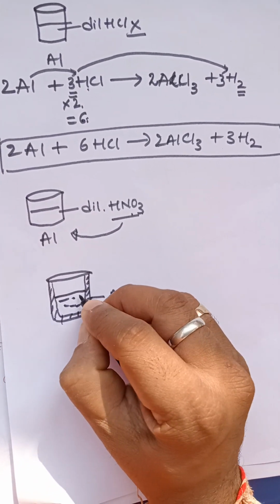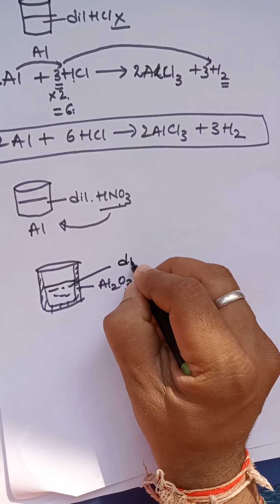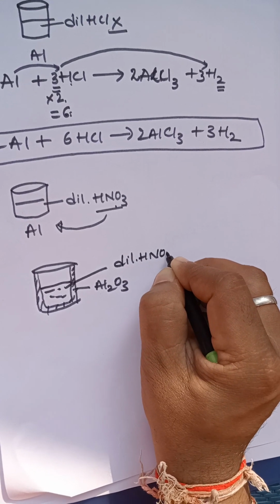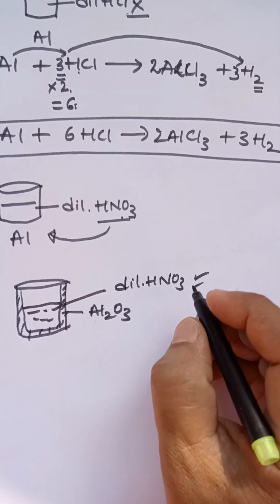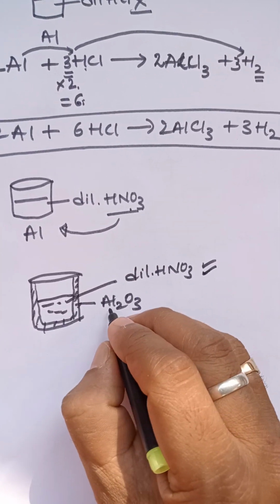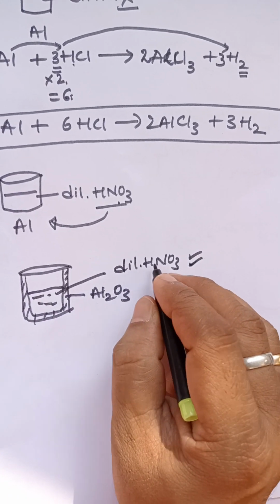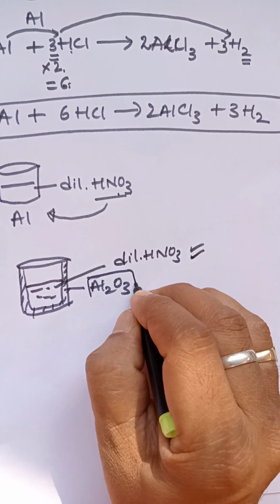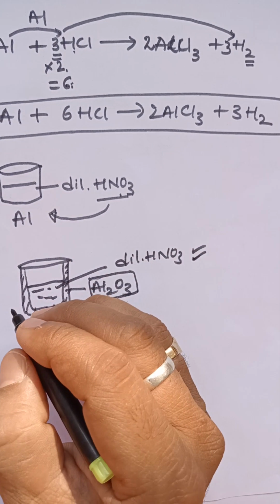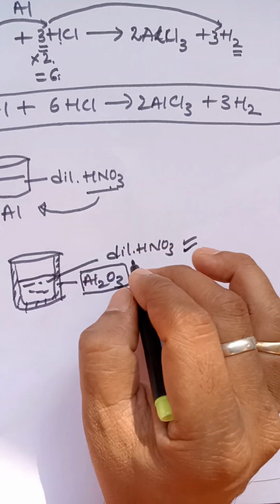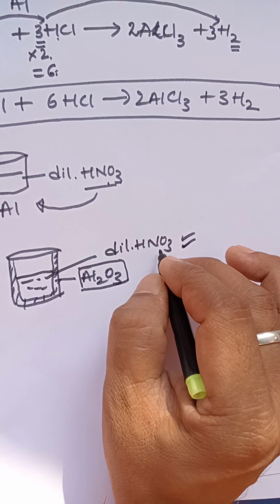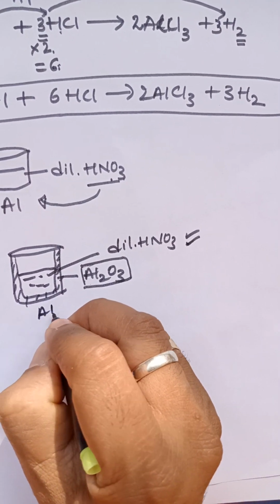aluminium. So therefore this dilute HNO3 can be safely kept in aluminium container. It can be safely kept in aluminium container because aluminium will get oxidized by this nitric acid, and this thin layer of aluminium oxide will act as a barrier preventing further reaction of aluminium and dilute nitric acid, and the dilute nitric acid can be safely kept in aluminium container.